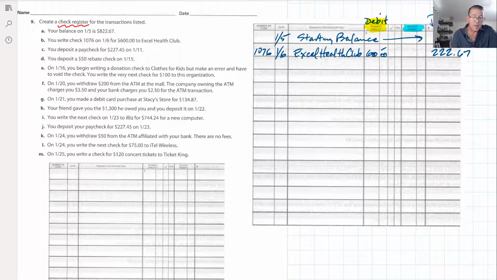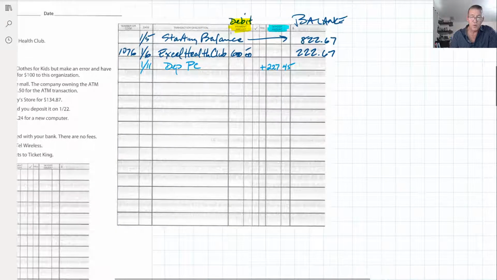Then it says you deposit a paycheck of $227.45 on 1/11. Okay, so deposits. So in this one here, on 1/11 right here, it's a paycheck. So you deposit the paycheck at $227.45. Okay, and that means that's a good thing. Okay, so we're going to add that, so our balance grows.